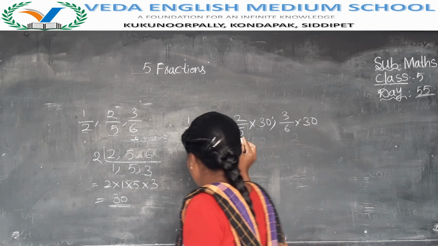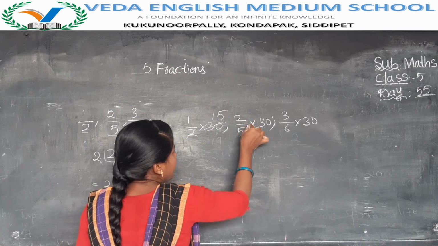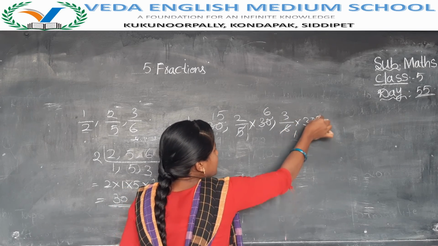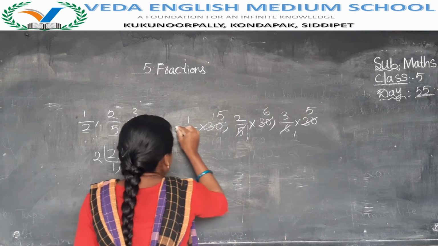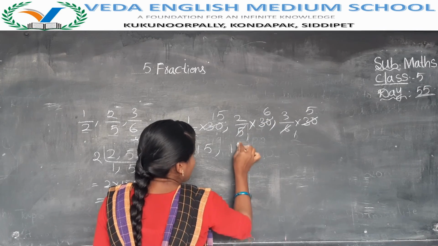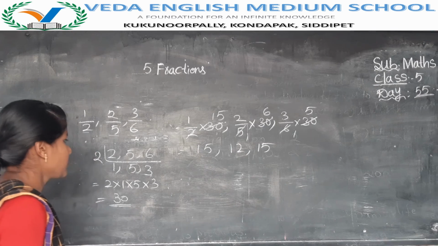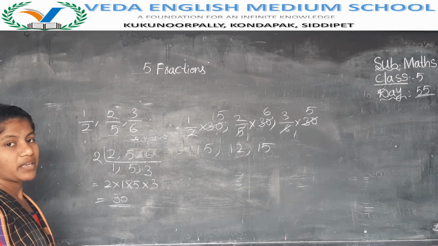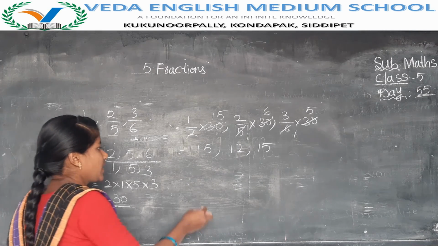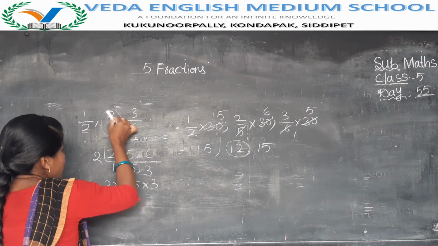30. Now see, in 2 table 30 is possible, that is 15 times. 15 2s are 30. In 5 table 30 is divisible, 5 6s are 30. In 6 table 30 is divisible, then 5 6s are 30. Now see, 1 15s are 15, 2 6s are 12, 3 5s are 15. Now how to say which is a greater fraction and which is a smaller fraction? Now you have to say which is a smaller number. 12 is a smaller number, so 2 by 5 is the smallest fraction.